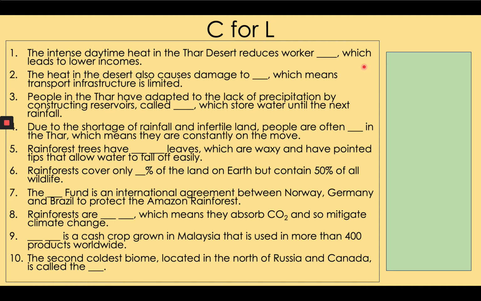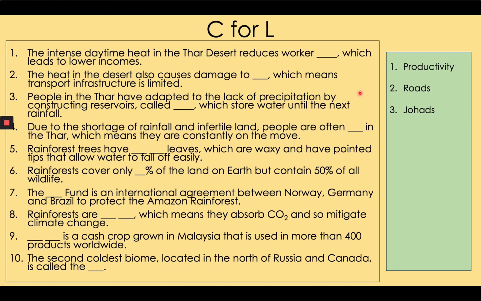Number 1. The intense daytime heat in the Thar Desert reduces worker productivity, which leads to lower incomes. 2. The heat in the desert also causes damage to roads, which means transport infrastructure is limited. 3. People in the Thar have adapted to the lack of precipitation by constructing reservoirs called johads, which store water until the next rainfall.